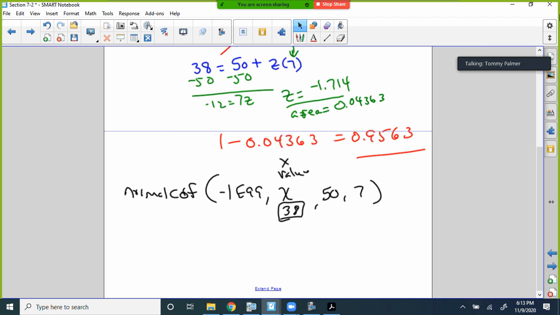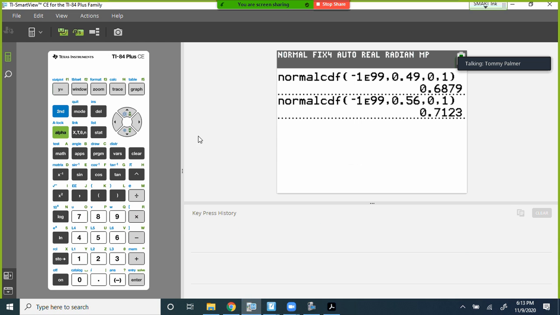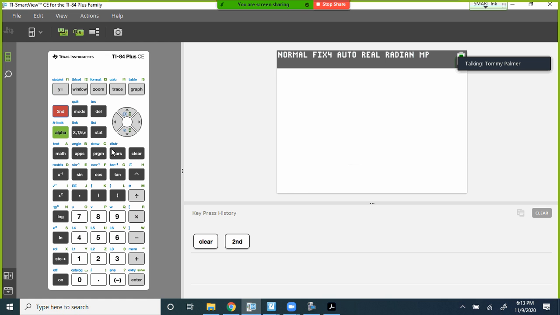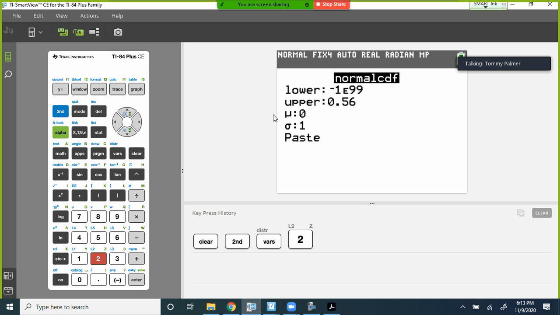Okay, so let's go type it in so we figure out what we've got. Now, what that's going to give you is the area to the left of that, right? So let me clear this out. Clear, and then let me hit clear here. So I'm going to go second bars, number 2, right? Lower, and upper, we're going to put what? 38. And then we can use 0 and 1 and paste, right? We'll just go ahead and put it as 0 and 1 and paste. Then we'll turn around and do it with 50 and 7. Should be the same thing, right? Should be.